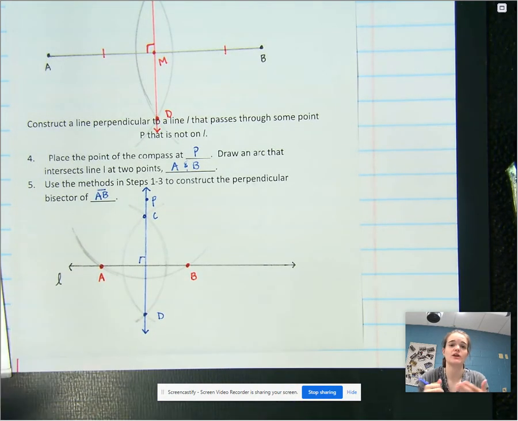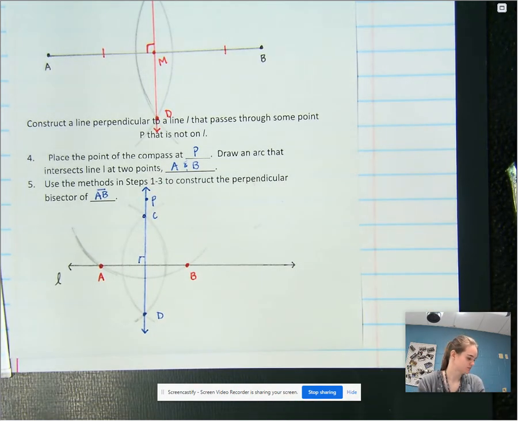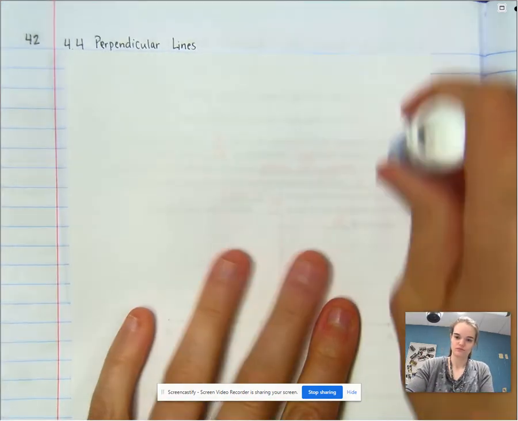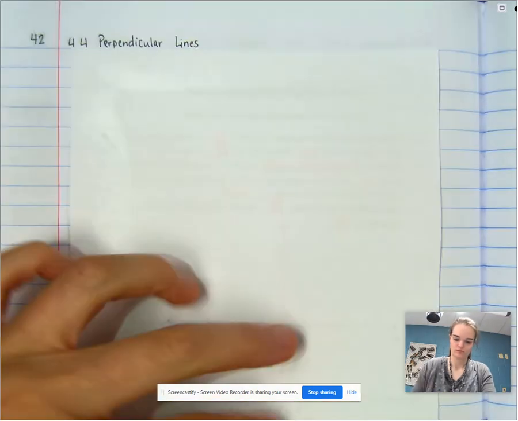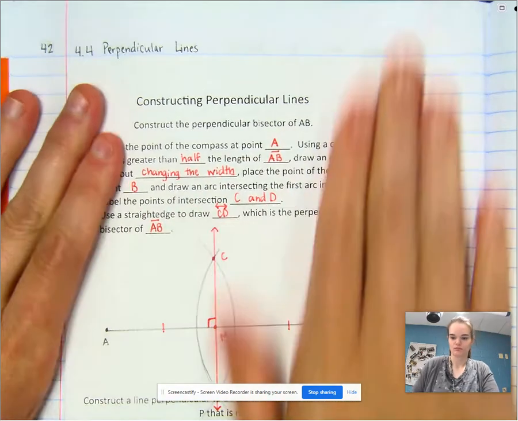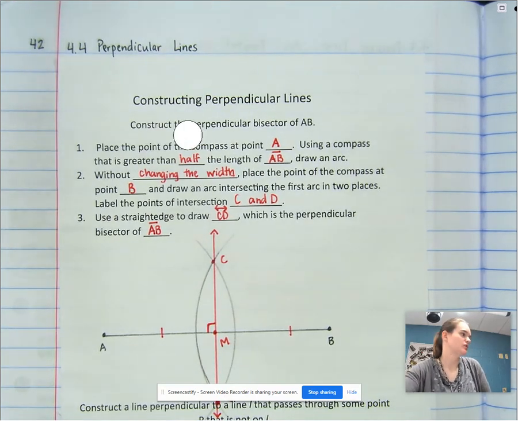Obviously, it's not cut in half on L because L is a line. It cannot be cut in half. But there's how we construct a perpendicular line. All right, you are gluing this in your notebook, if you have a copy, onto page 42. If you don't have a copy, you wrote all this on 42. All right, I will see you tomorrow to finish perpendicular lines.